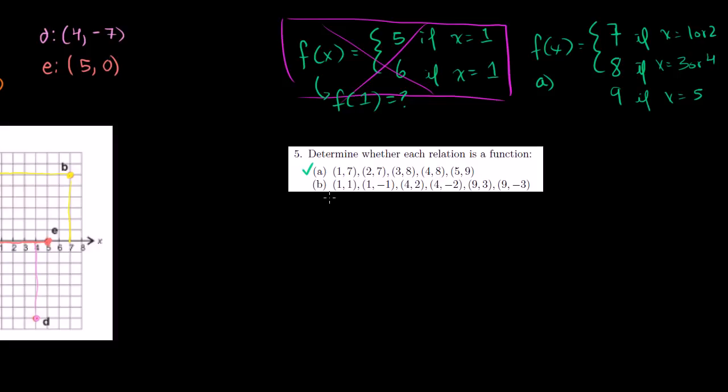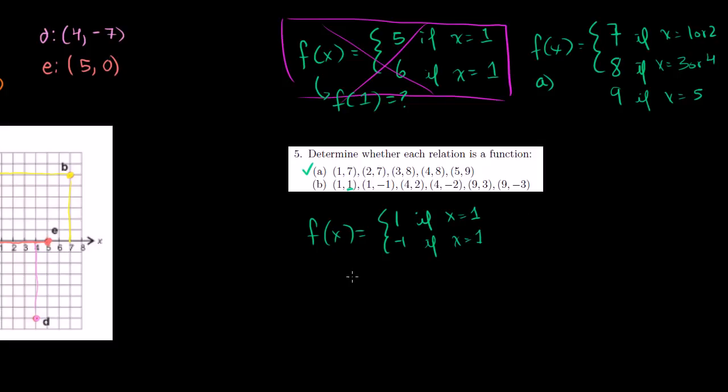Now part B, let's see, if x is 1, y is 1. But then they say if x is 1, y is negative 1. Well, that makes no sense. They're doing this right here. They're trying to make a function where they say this function is going to be equal to 1 if x is equal to 1. But then it's going to be equal to negative 1 if x is equal to 1.